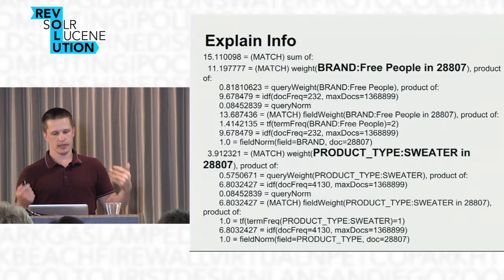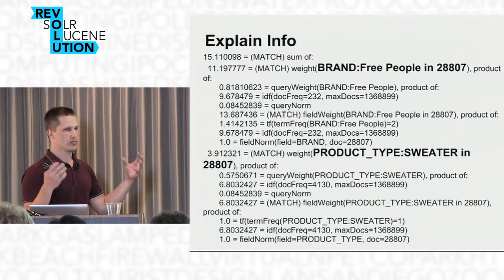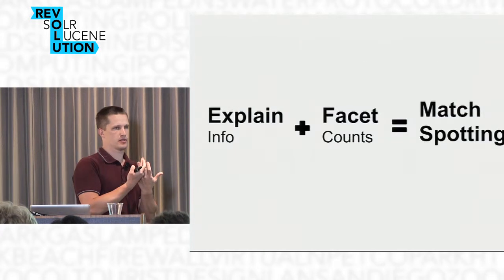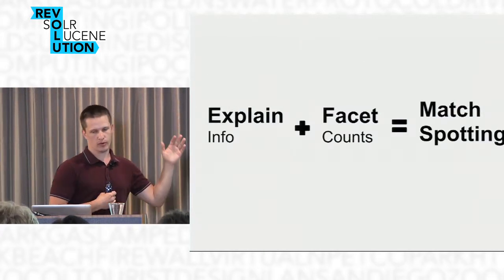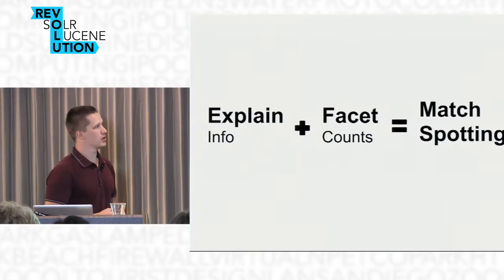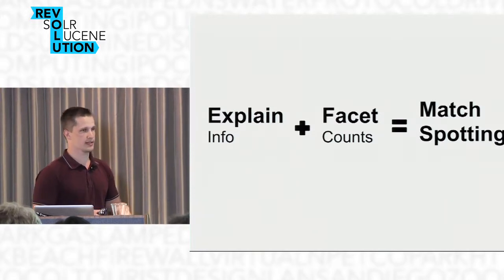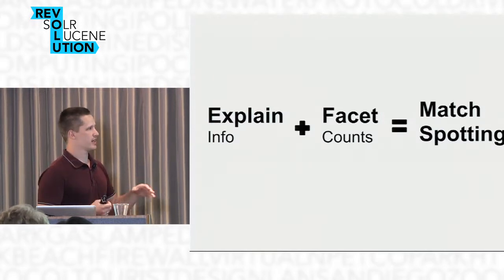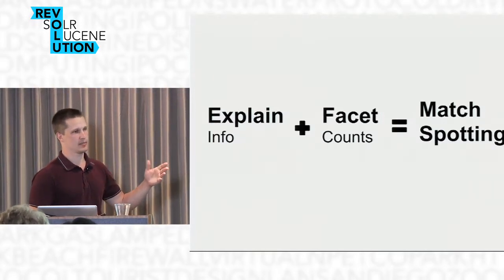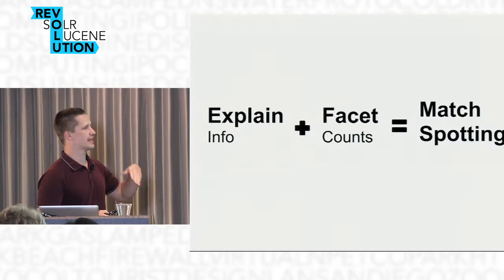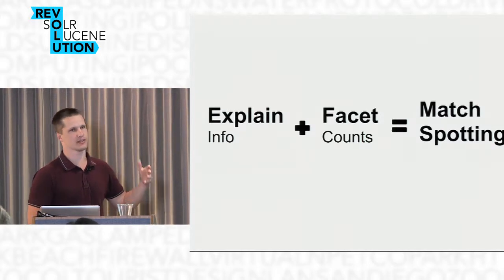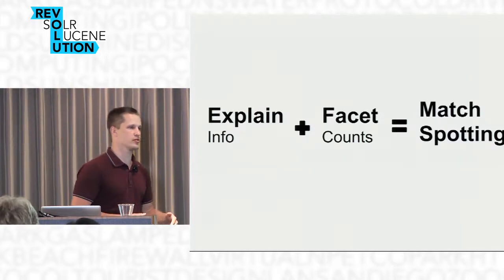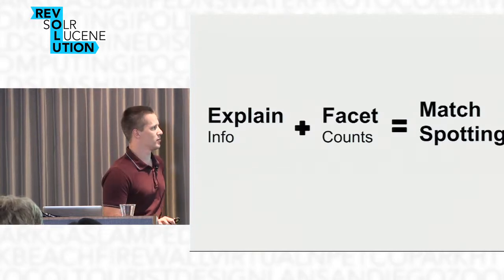So what we need for e-commerce search is to merge these two concepts. We need to go through all search results as facets do and collect as much information as explain collects. But we cannot run explain for all search results because it blows our boxes.